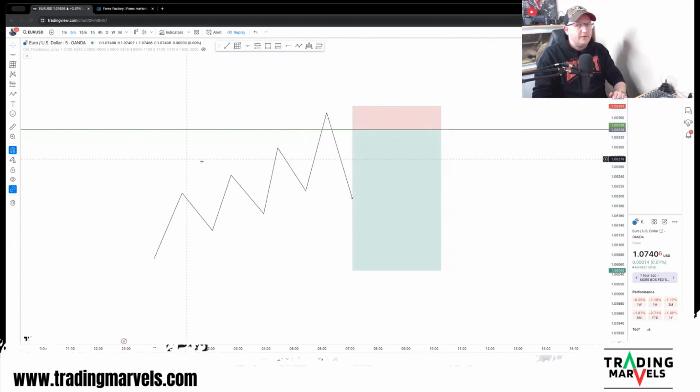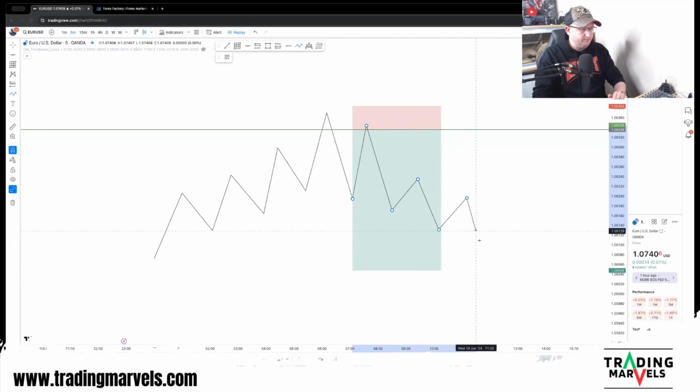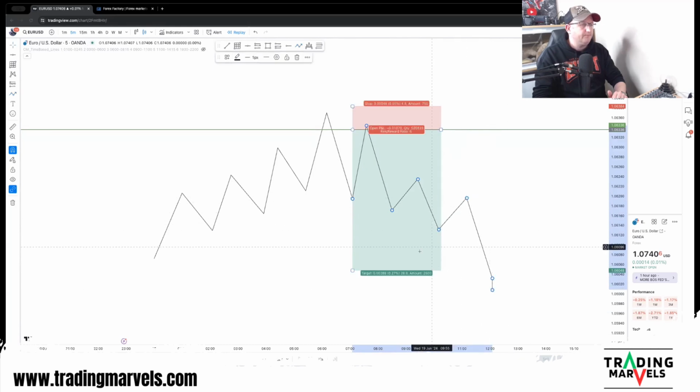So if I'm putting a sell limit in, this is what I anticipate price to do. I anticipate price to come up, tap into here, go into the red area. Okay, remember it's fine to go into the red area. We give ourselves a bit of breathing room. And then I expect price to come down. Okay, so that is a sell limit.